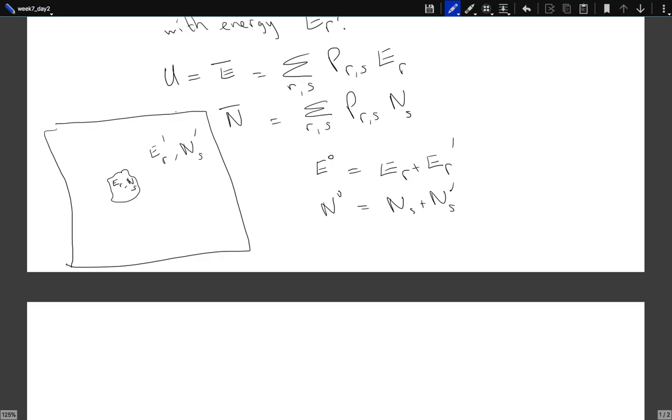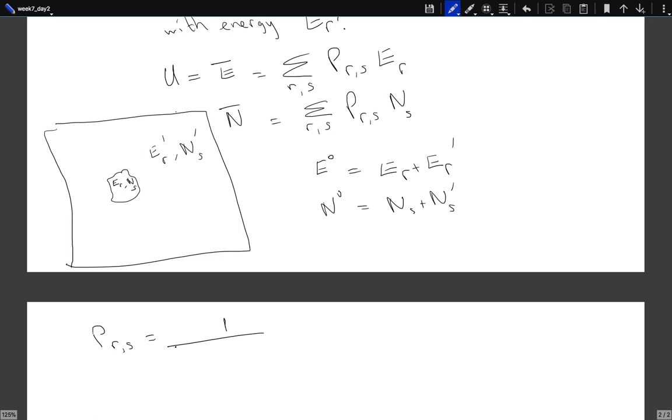So the probability that I am looking for, well, first of all, is the number of microstates of the combined system in which my subsystem, the system that I'm interested in, is in this state that I'm interested in. So that's the probability we are looking for.